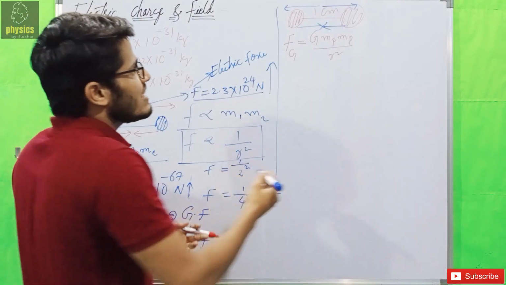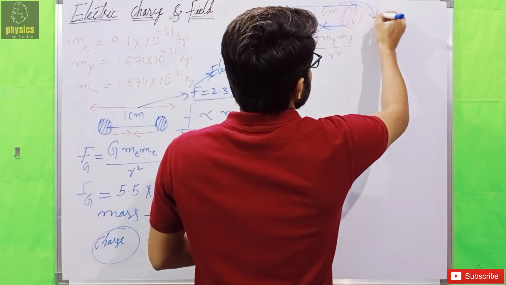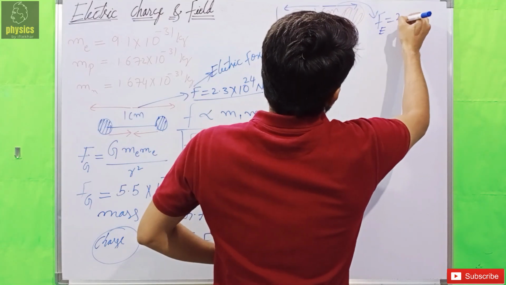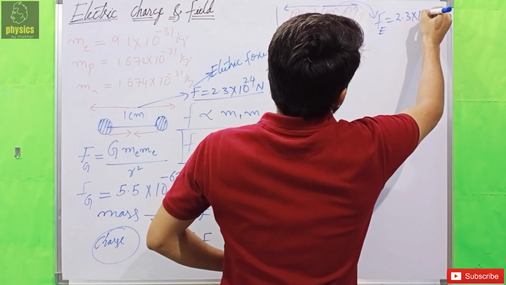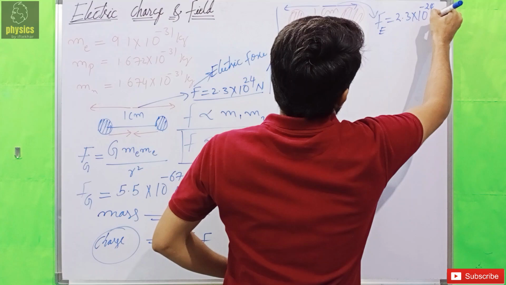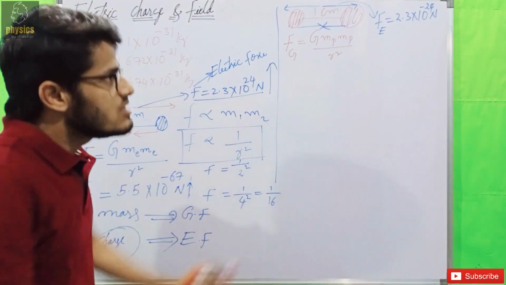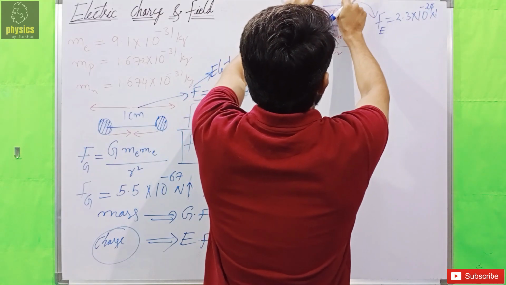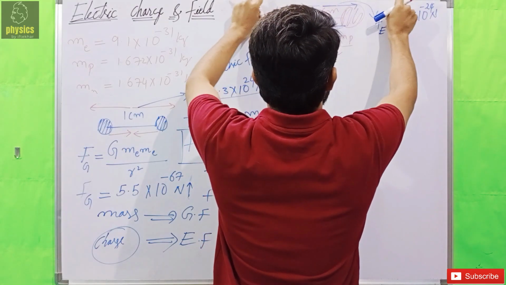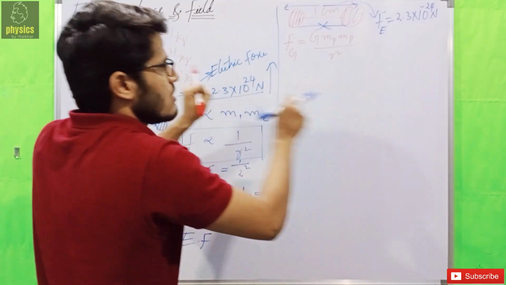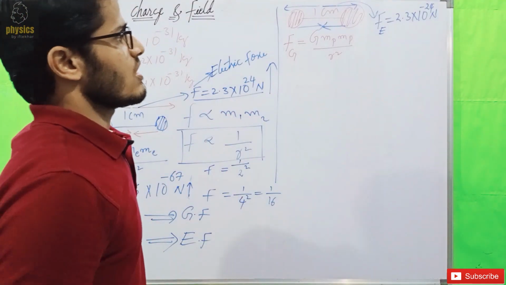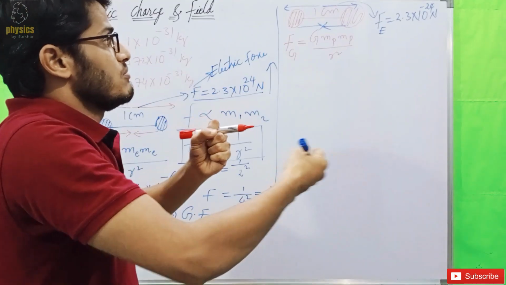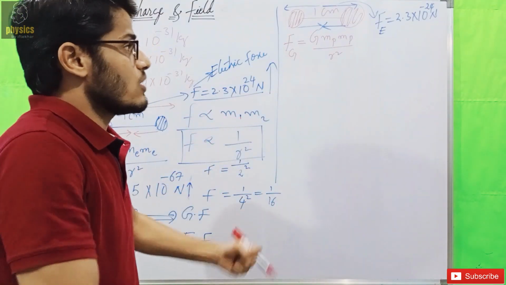Here also, that force has a magnitude of 2.3 × 10^-24 newtons. With this force, these two protons are trying to move away from each other, which means repelling each other. We expected them to come closer and attract each other, but that is not happening.